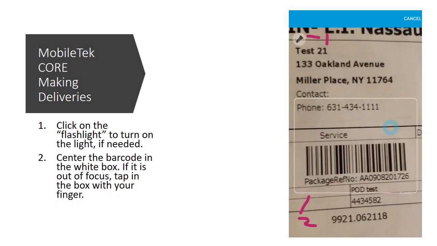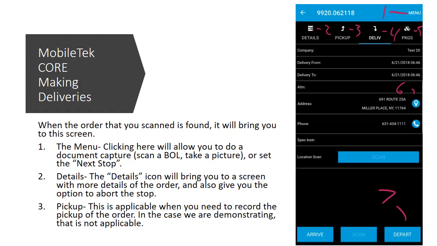You will see a screen that looks like this. The white box is where you should position the barcode. It will scan automatically as soon as it is able to be read. If it is out of focus, tap the screen within the box to refocus. If you need more light, click on the flashlight icon at the top left to turn on your phone's light. When it is read, it will bring you to the order details screen. Now you're ready to make this delivery.